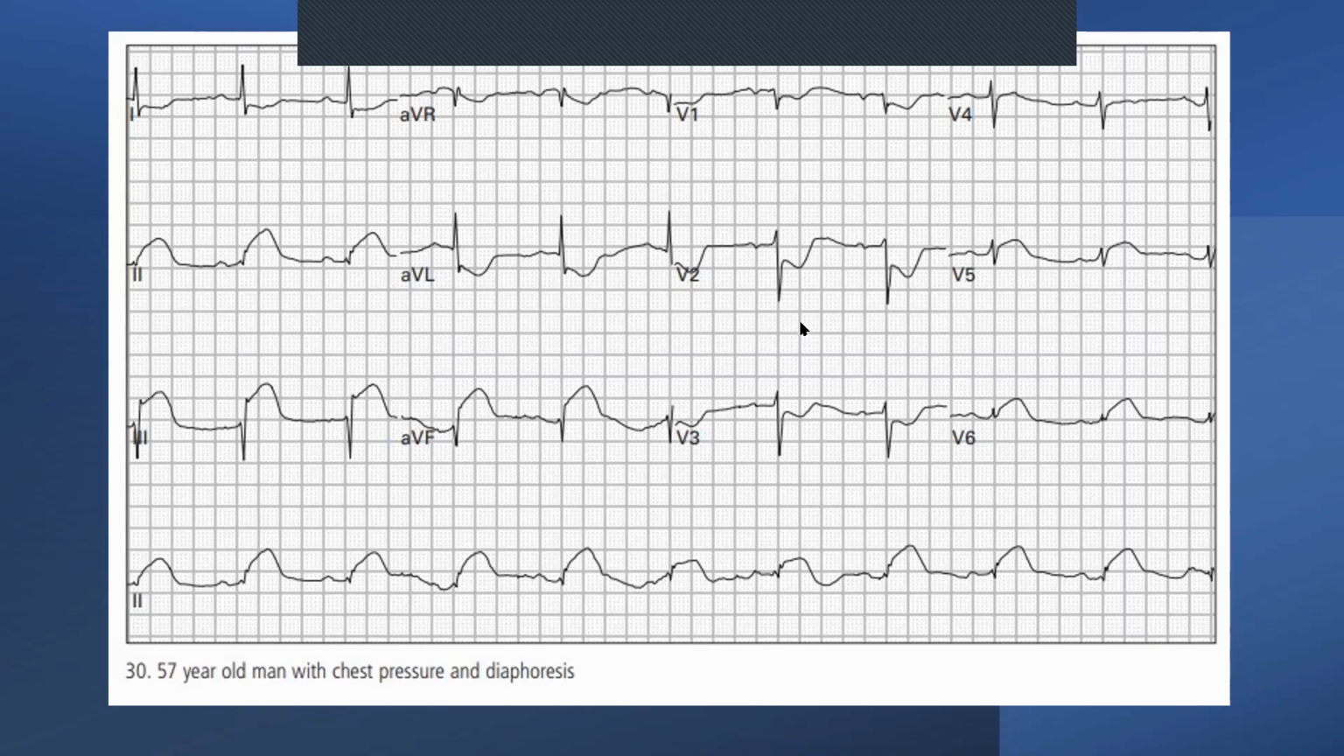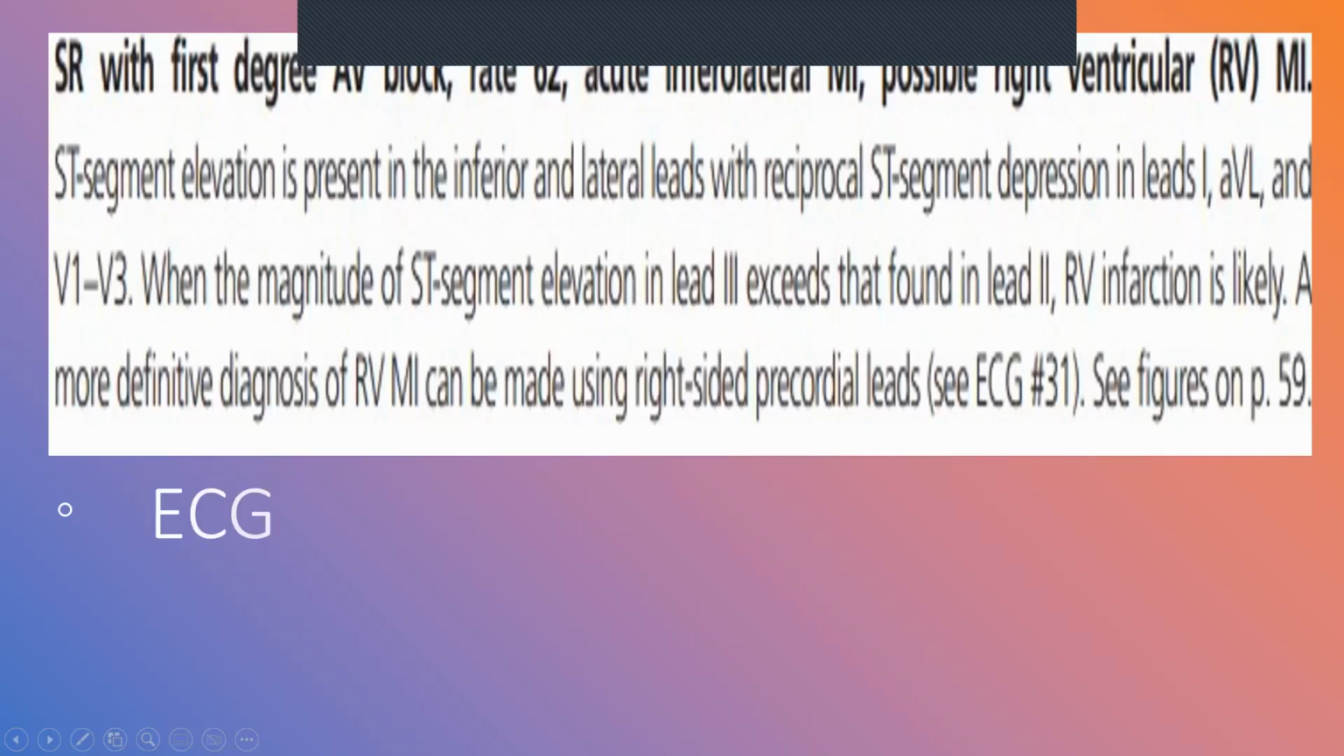And to see whether it's a posterior MI, we do an 18-lead ECG, where we place everything at the back. Now, we've covered this before, so I'm not going to go through it again, but we can see we've got quite an extensive MI going on over there. All right. So this was the answer to it. So we've got a sinus rhythm with first-degree AV block, a rate of 62, and acute inferolateral MI, with possible right ventricular extension. So the only way that you'd confirm that is by doing a right-sided ECG or 15-lead ECG and posterior ECG to make sure.